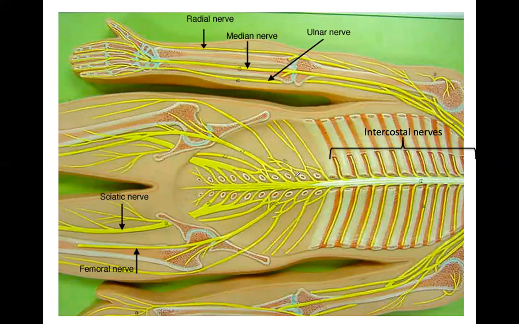Originating from your lumbar region, one main nerve that is depicted here is a nerve that runs in the middle of the thigh, associated with the femur again, called the femoral nerve. And from the sacral region, you have the longest nerve in your body that innervates your whole leg, basically, called the sciatic nerve.